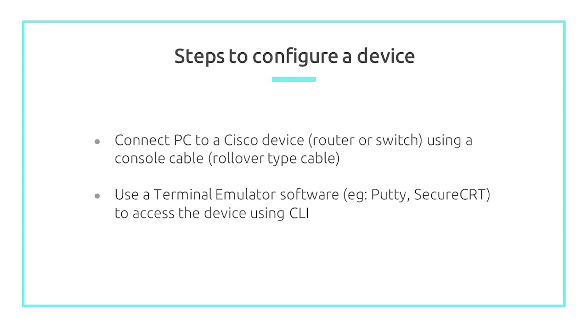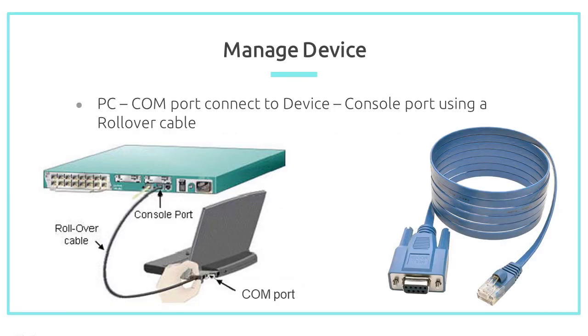Steps to configure a Cisco router. Connect a PC to the Cisco device by using a console cable. Use terminal emulator software to access the device by using the command line interface, for example PuTTY or SecureCRT. In this picture you can see how the router connects to the PC: the DB9 connector connects to the COM port, and the RJ45 connector connects to the console port.